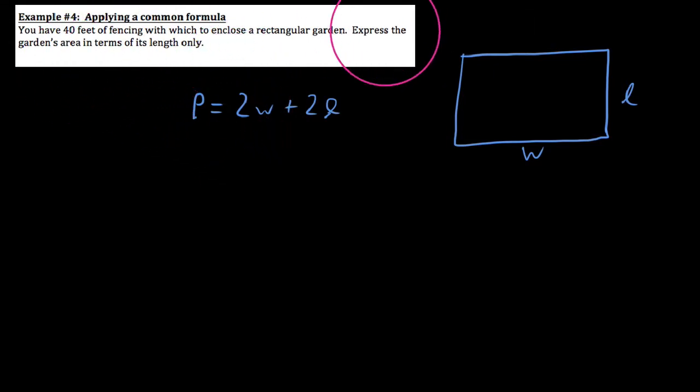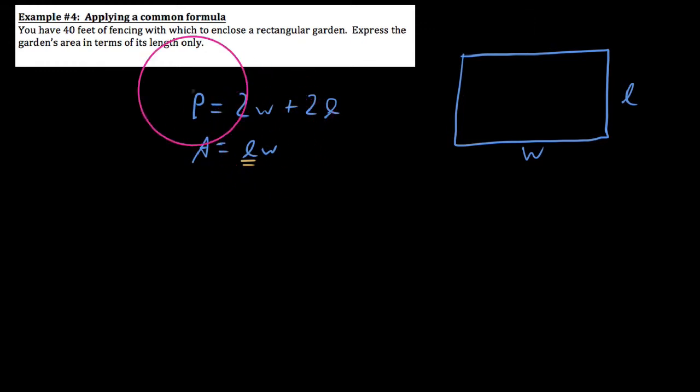But it also says to express the garden's area in terms of its length only. And what we know about area is that it's equal to length times width, geometrically speaking. So basically what they want us to do is write the area in terms of its length. In other words, let's write area so that there's no W on the right hand side.